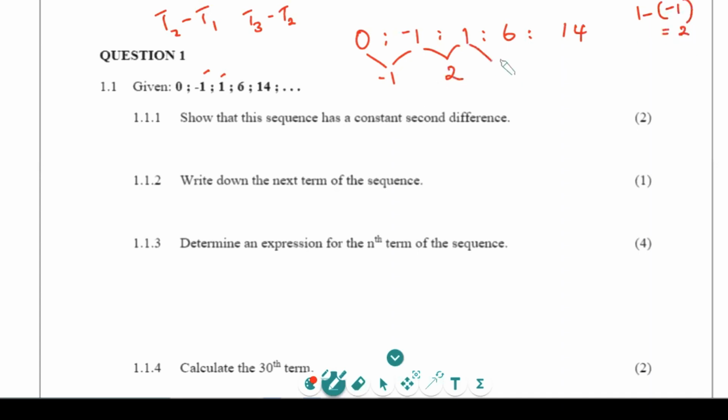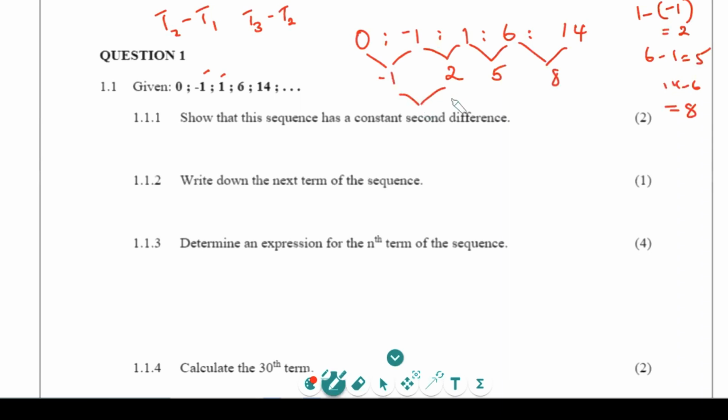Okay, and then what if I try 6 minus 1? That gives me a 5. And then 14 minus 6, I'm going to get my 8. So this is our first difference. And then let's try to see with the second difference.